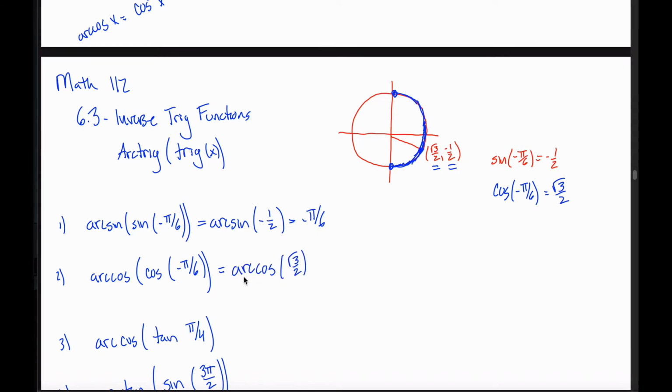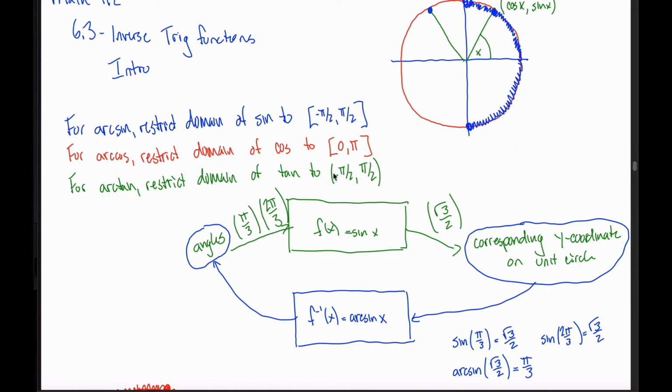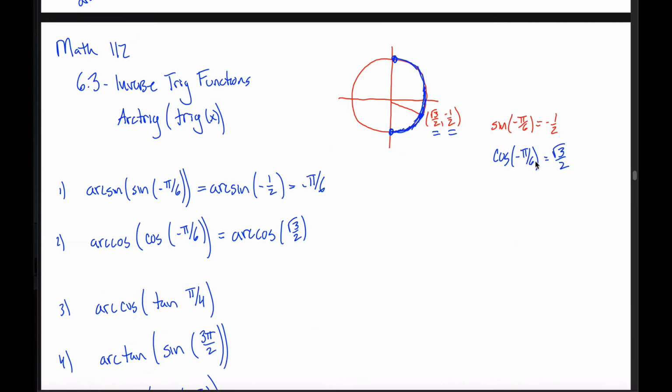You're thinking, what angle, when I take the cosine of that angle, gives me root 3 over 2 as the answer? And you're like, oh, this is so easy, it's negative pi over 6. No. Be careful. It's true that when you take the cosine of negative pi over 6, you get root 3 over 2, but you have to be careful. The arc cosine is restricted. Remember, the only answers we allow arc cosine to give are angles in between 0 and pi. Negative pi over 6 is not between 0 and pi.